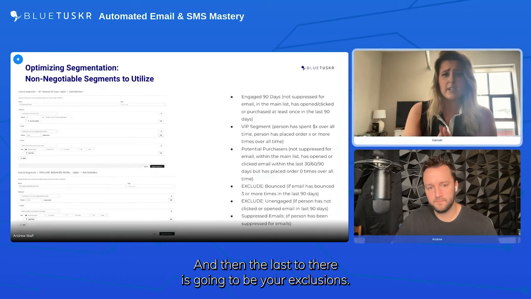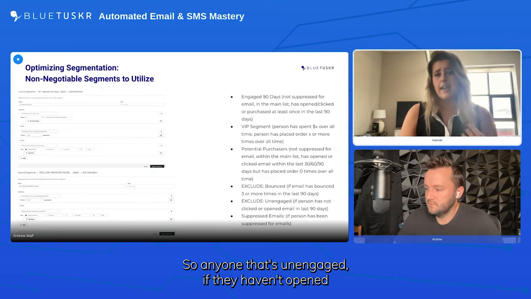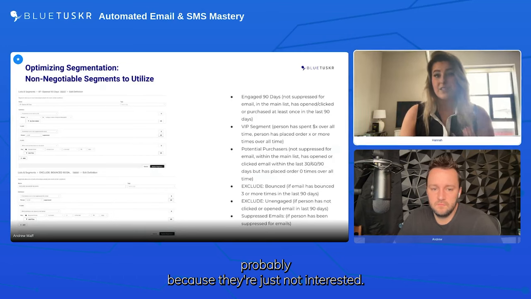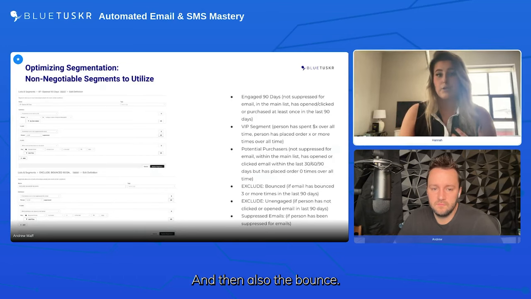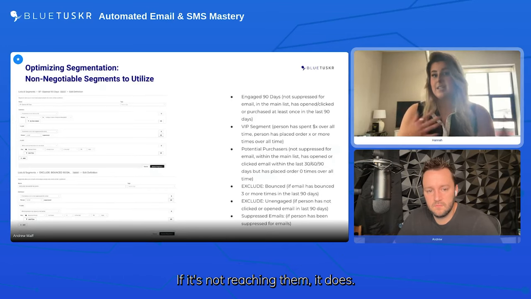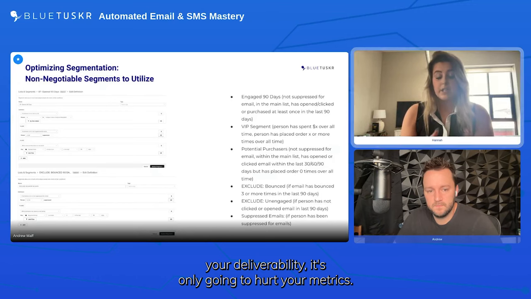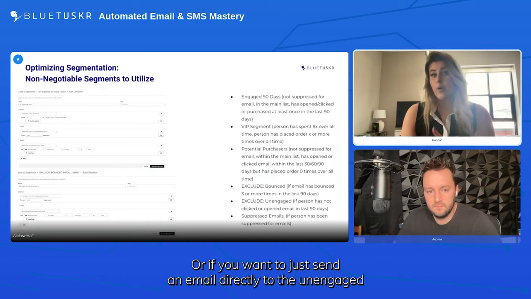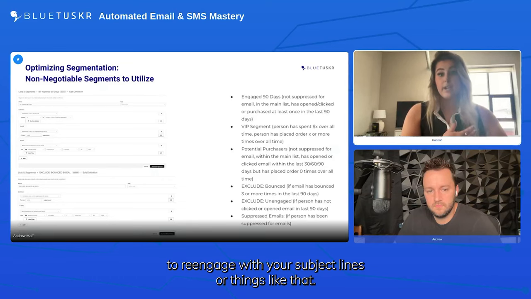And then the last two there are going to be your exclusions. So anyone that's unengaged, if they haven't opened or clicked an email in a while, probably because they're just not interested. And then also the bounce. So the bounce, kind of similar to what Andrew had talked about with spam and things like that. If it's not reaching them, it's only going to hurt your deliverability. It's only going to hurt your metrics. And so with the unengaged, you can definitely work on getting them into a sunset flow. Or if you want to just send an email directly to the unengaged to see if you can get them to re-engage with your subject lines or things like that.